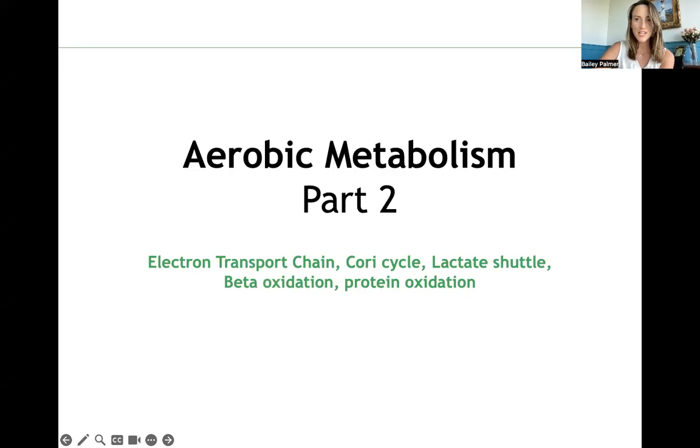Okay, so our learning objectives or our outline for part 2 is the electron transport chain, which finishes up our aerobic metabolism. Then we'll get into the Cori cycle, lactate shuttle, beta oxidation, and protein oxidation.